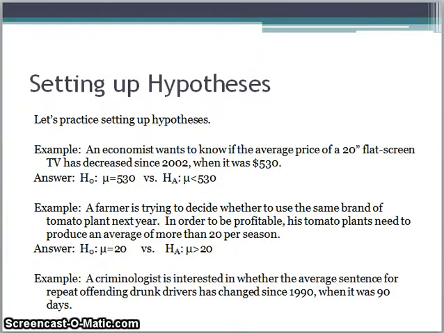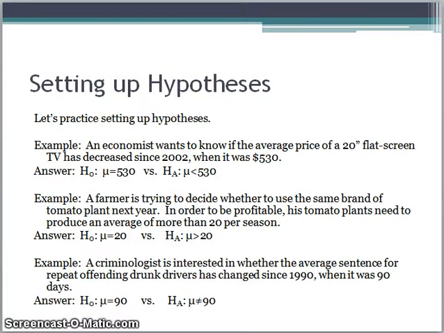We'll try one more. A criminologist is interested in whether the average sentence for repeat drunk drivers has changed from when it was 90 days. Try that. And in this one, has it changed means it could be less than or it could be greater than. Either one is fine. So that means that one's going to be not equal to. And of course that means that the null hypothesis is mu equals 90. All right, so I hope you're getting the hang of that.